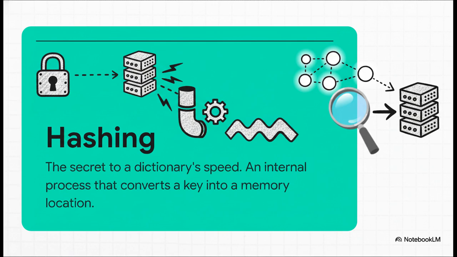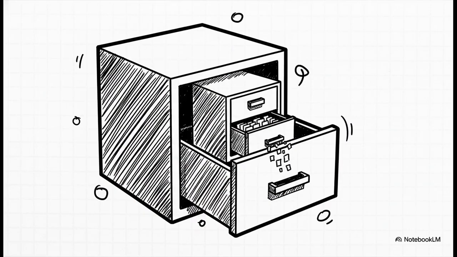And that right there is why keys have to be immutable. If the key could change, its calculated address would change, and the whole system would just fall apart. And the power just keeps going. Remember how we said a value can be any data type? Well, that includes another dictionary. This lets you build these incredibly complex, nested structures that can model really detailed, real-world stuff, like a user profile that contains a separate dictionary just for their address information.